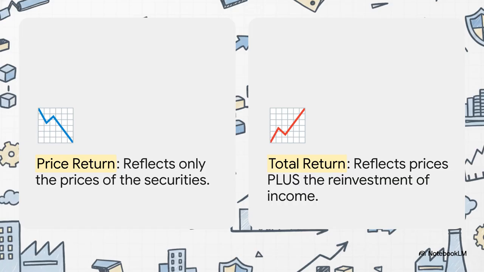Now, on day 1, both versions have the exact same value. But as time passes, the value of the total return index will blow past the price return index by an ever-increasing amount. That is the compounding power of those reinvested dividends at work.